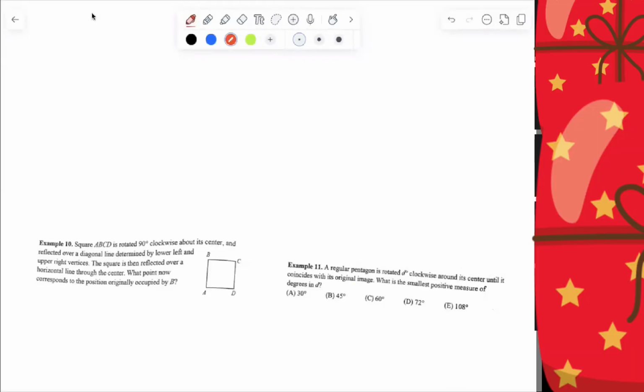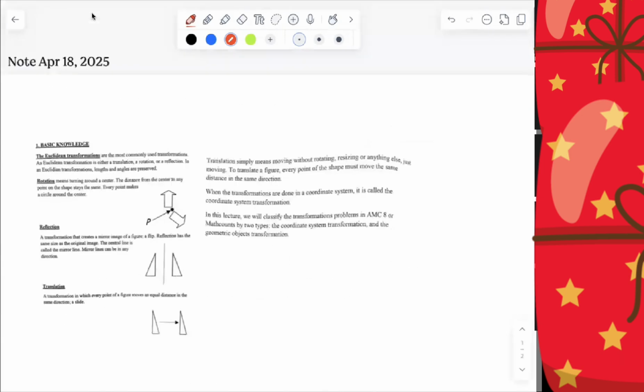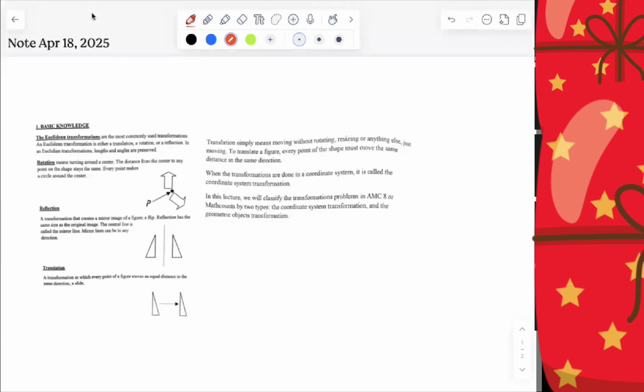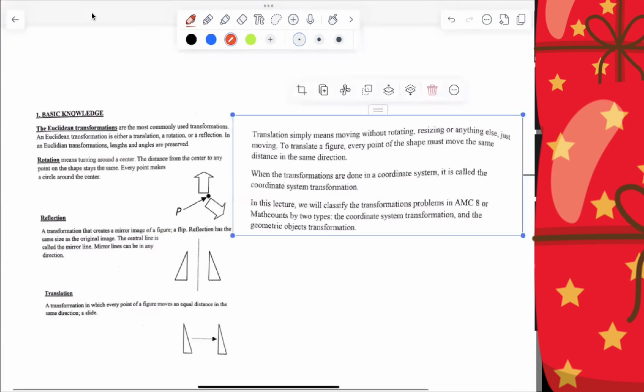Let's get started with today's lesson. We're going to be starting with Euclidean transformations. This topic is going to be about transformations, and it might include some geometry. So let's get started.